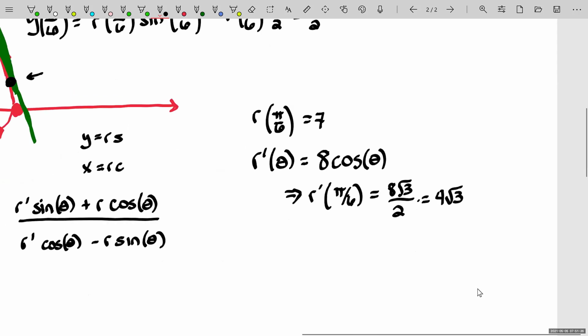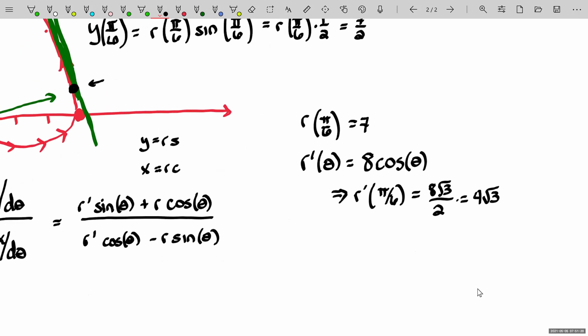And what are the other things we're going to need? Sines and cosines of pi over 6. Well, we already know what those are, but I'm going to write those here anyway, just so that you can see where I get all my numbers. Cosine of pi over 6 is root 3 over 2. Sine of pi over 6 is 1/2. And we're ready to go.